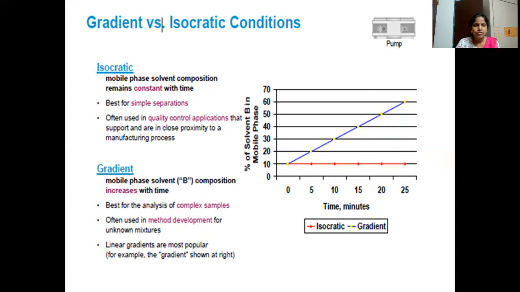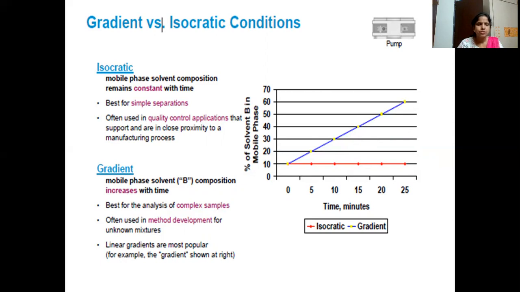Whereas in gradient, suppose A and B are there, so the B composition is increasing with time. Even in the graph, you can see the blue colored line, which shows the composition of the B component increasing with time. So this change in composition of the mobile phase can be achieved by the gradient method.